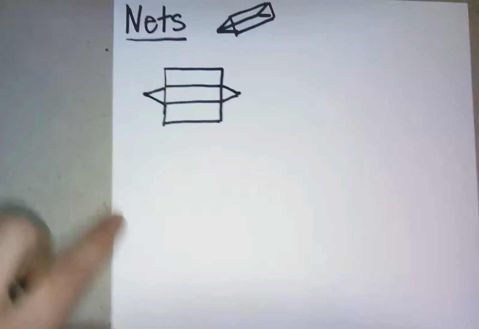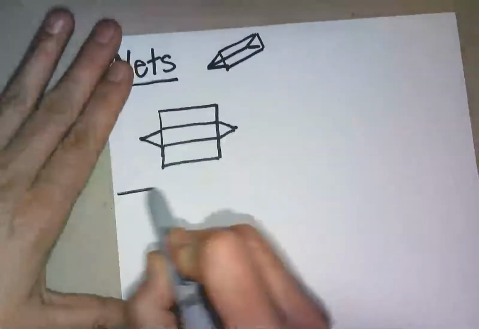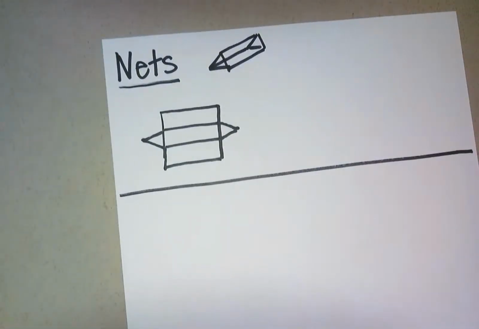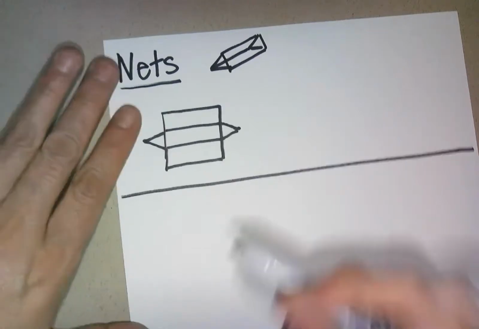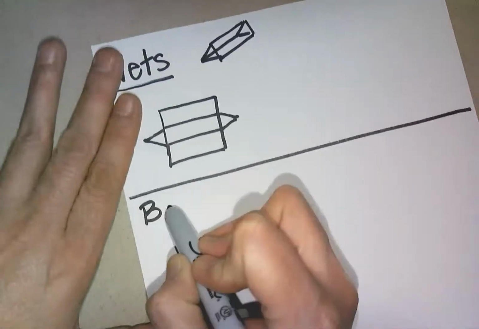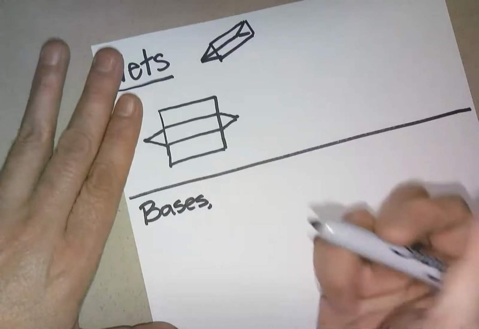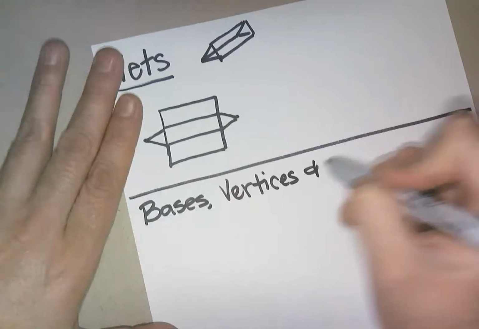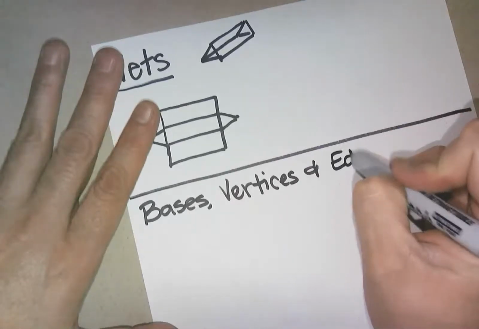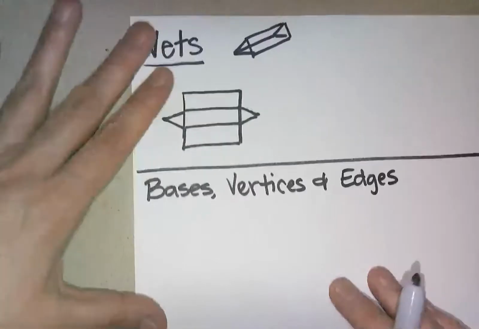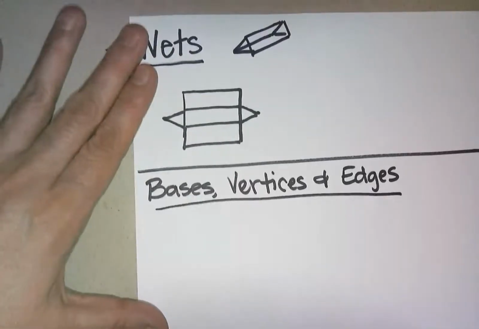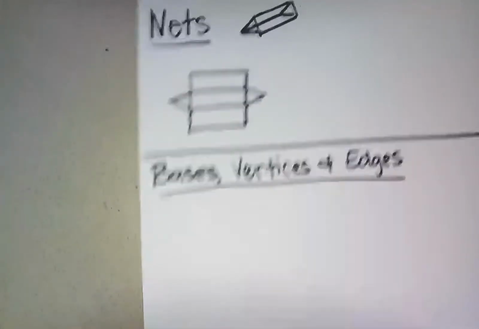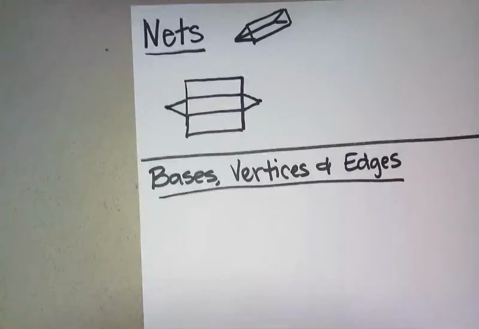So I'm going to use my same sheet here. I'll draw a line, trying not to waste paper. Okay, I like this part. So I'm going to write bases, vertices, and edges. Those are also our vocabulary words. And while I'm drawing it, you'll see what the definition is for each. Okay, so here we go.